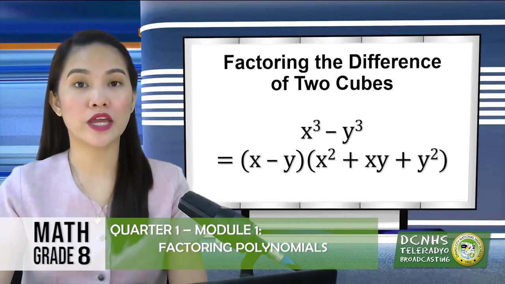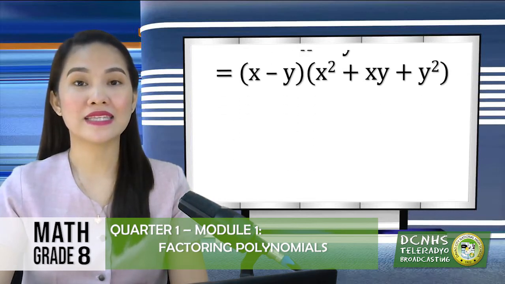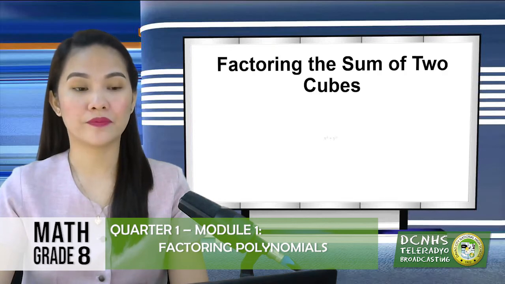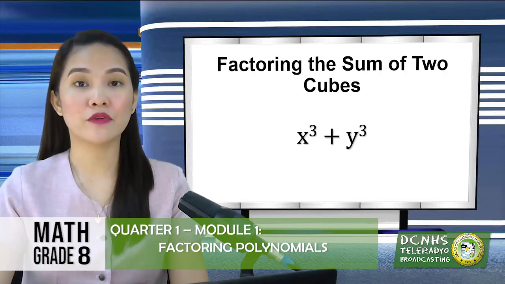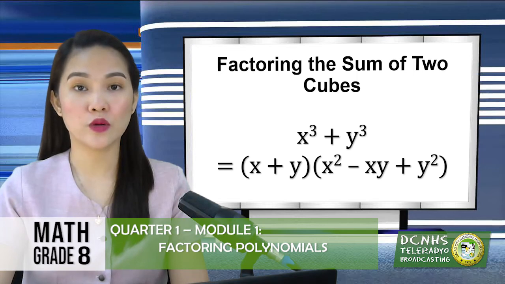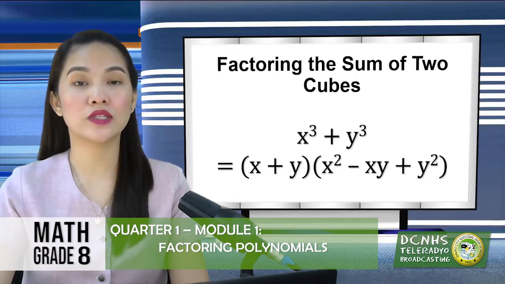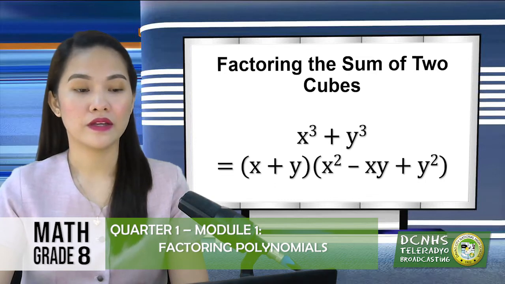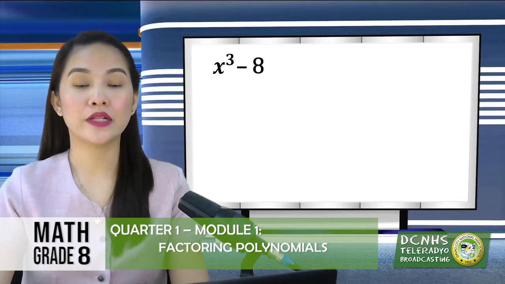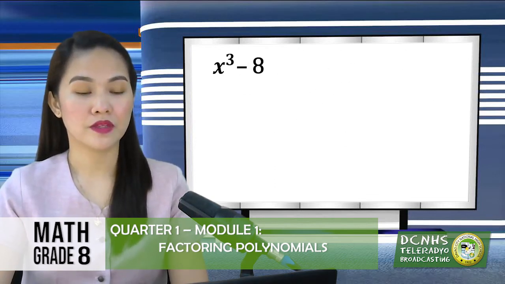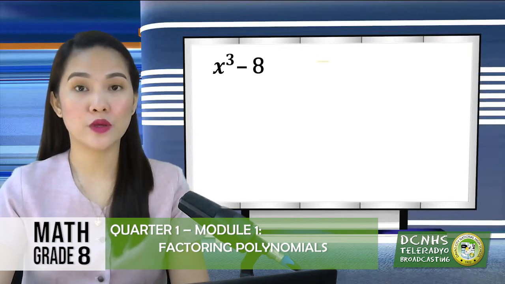X cubed minus y cubed is equal to the quantity of x minus y times the quantity of x squared plus xy plus y squared. And in factoring the sum of two cubes, x cubed plus y cubed is equal to the quantity of x plus y times the quantity of x squared minus xy plus y squared. Let us take, for example, the product earlier. Factor x cubed minus 8.